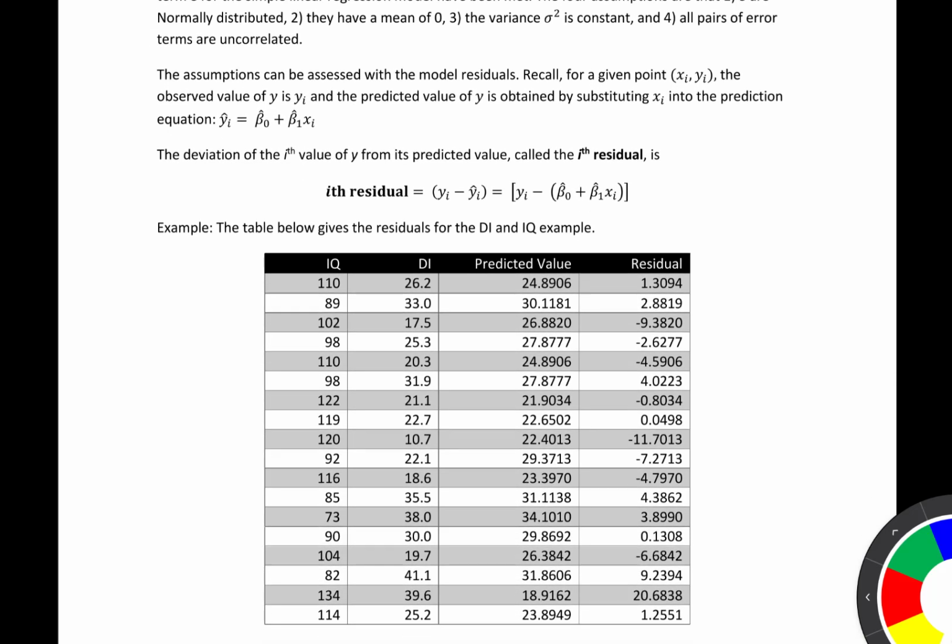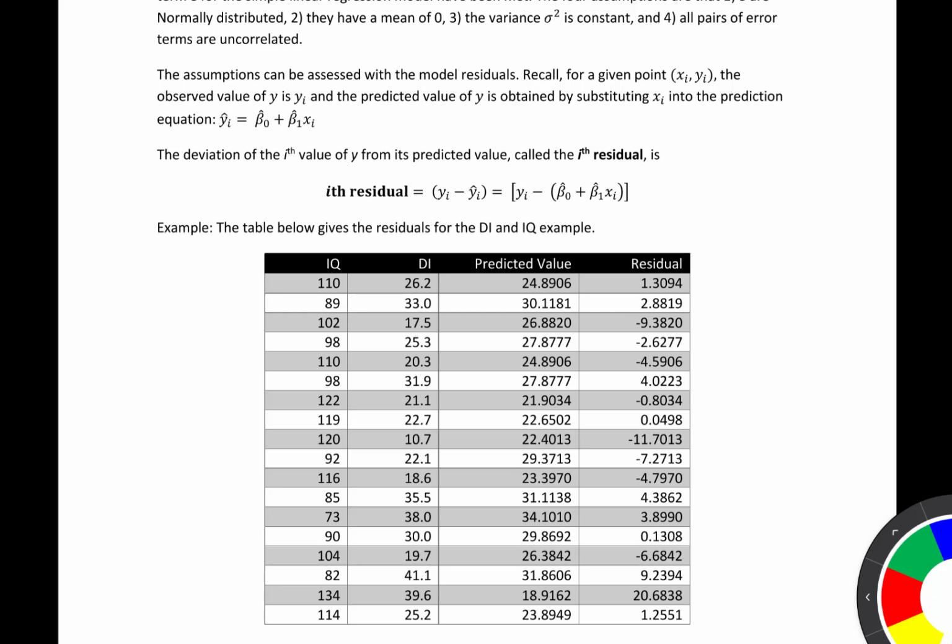And so just to recall what the residuals are, the residual is the difference between our observed y and our predicted y. So we calculate our residuals by looking at each of our observed values of y. So thinking in terms of our example we've been using throughout these notes with the IQ and the delinquency index, we had 18 observations, so we can calculate 18 different residuals.